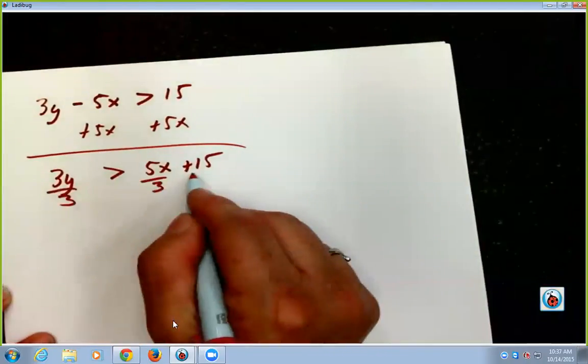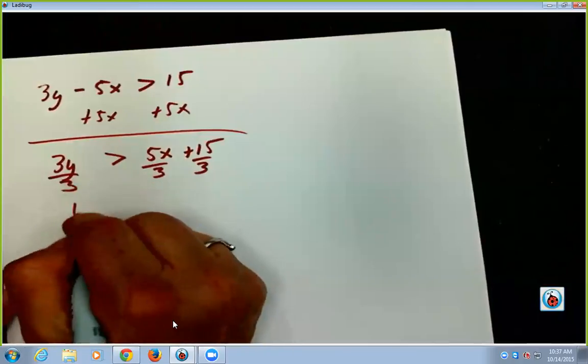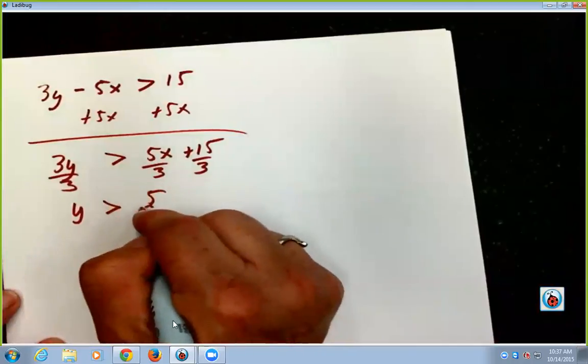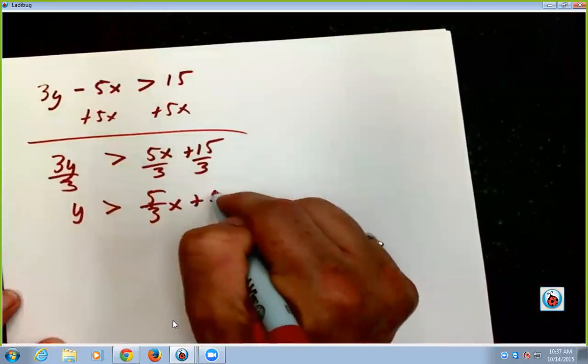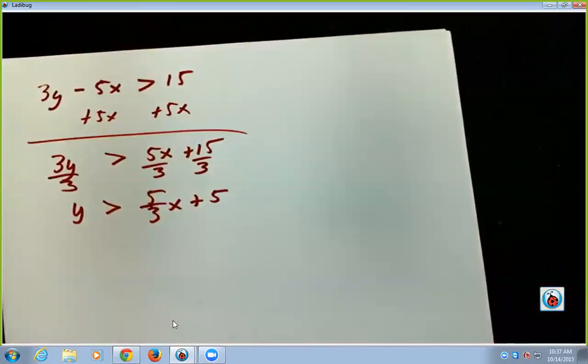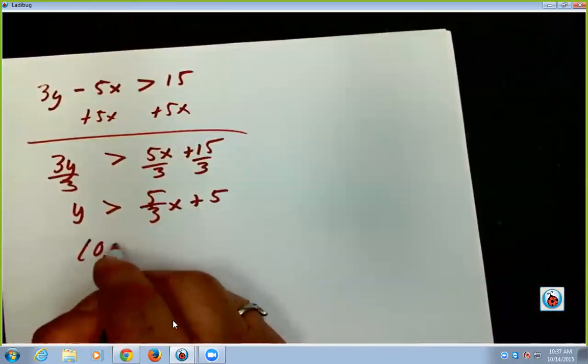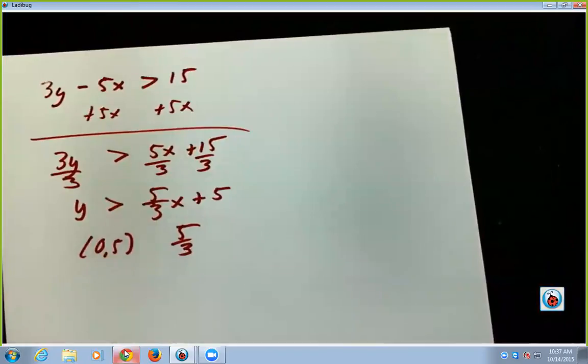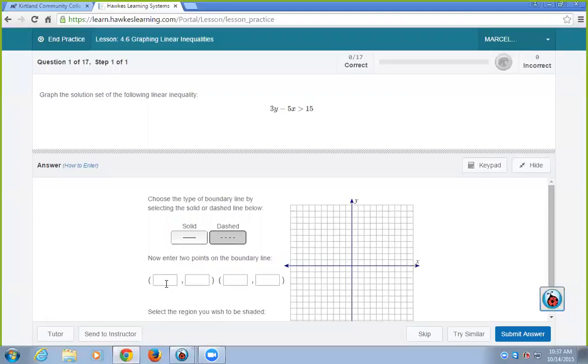Divide everybody by 3. And so I find out y is greater than 5/3 x plus 5. We all agree? Good there? Okay. So my intercept is 5, so 0, 5. My slope was 5/3. So now if I go back to my question, I can put a point in here, and that point is 0, 5, because that's my intercept. Okay, we good there? And notice how it plopped that point right in here on your graph?